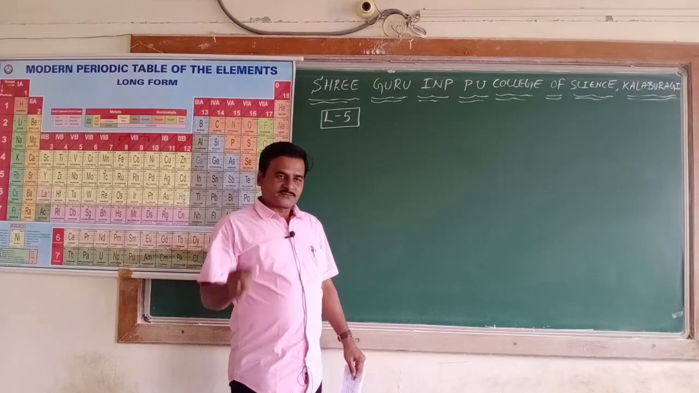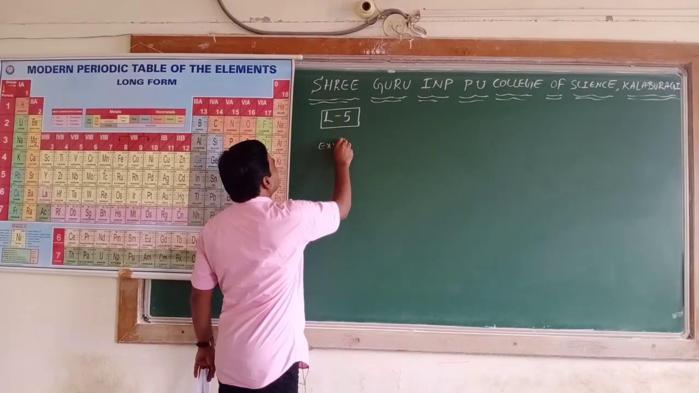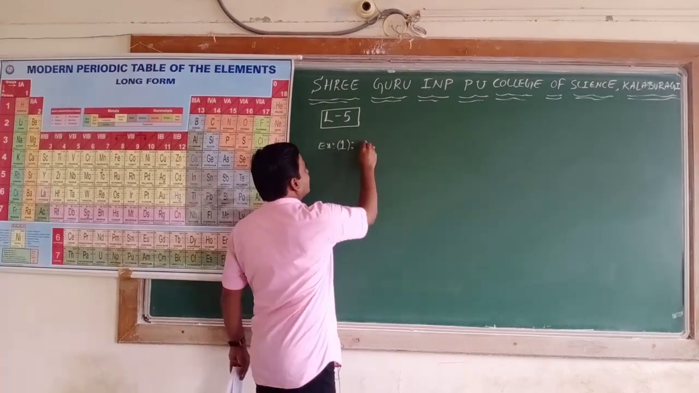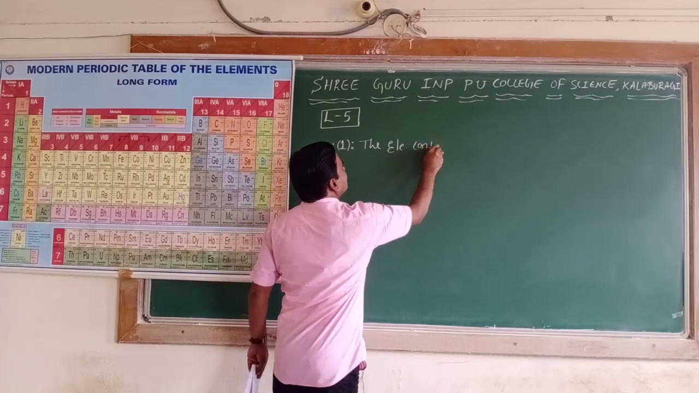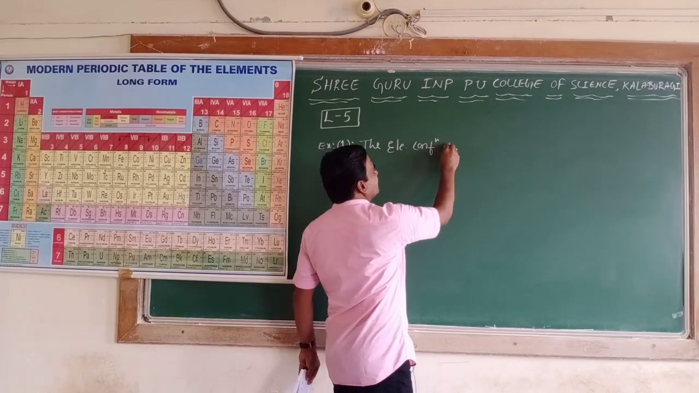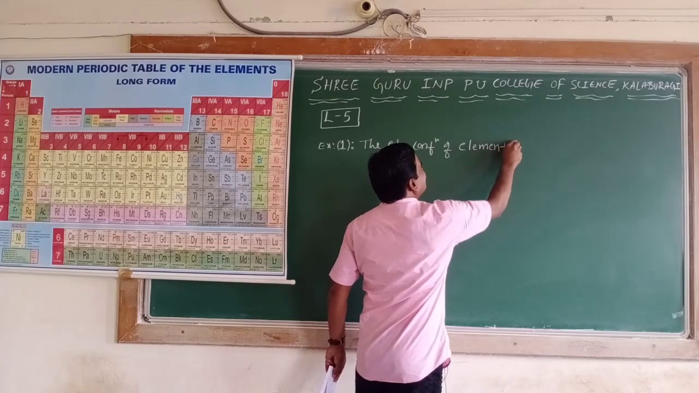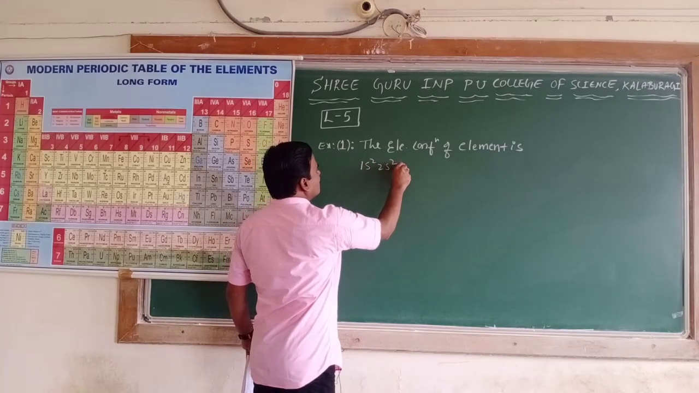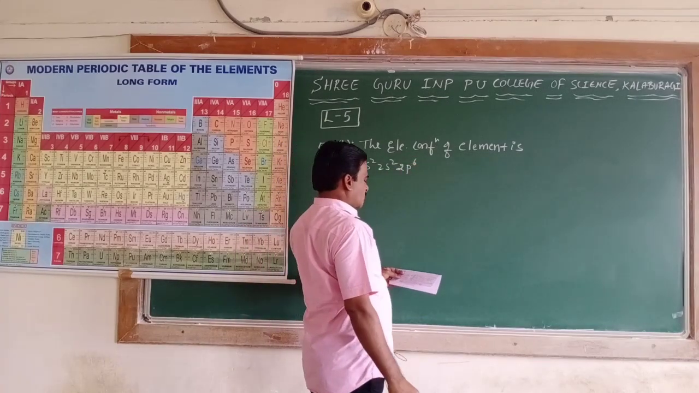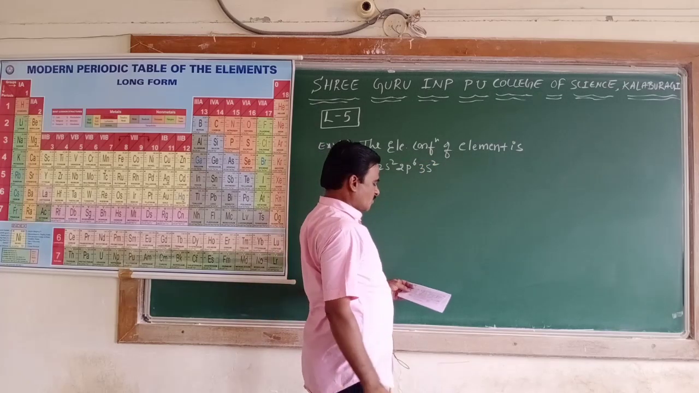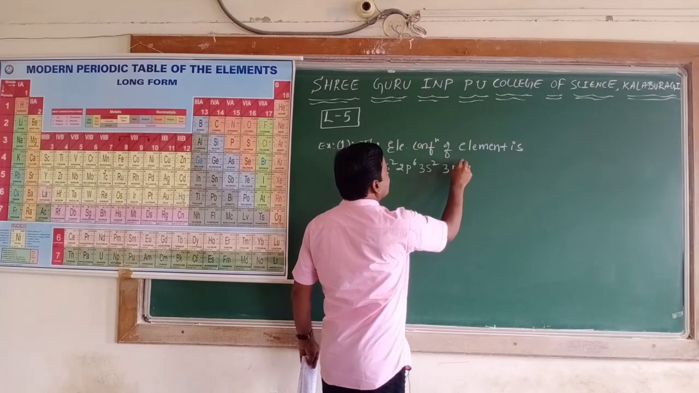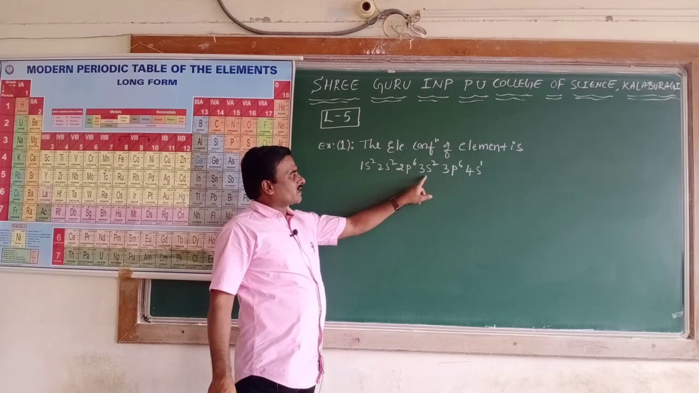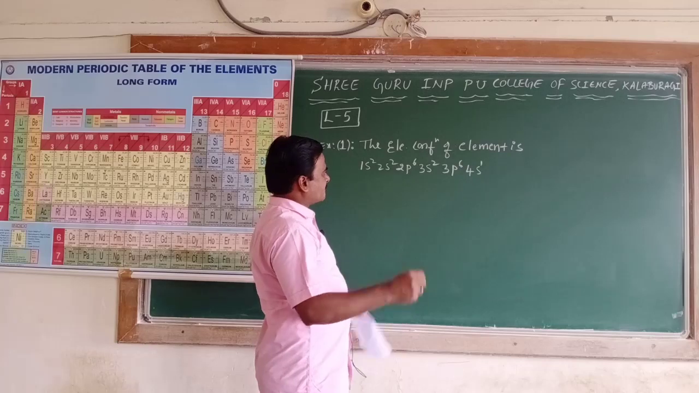Let's start with examples. Example 1. The electronic configuration of the element is 1s2, 2s2, 2p6, 3s2, 3p6, 4s1. It is given in the example or exercise.